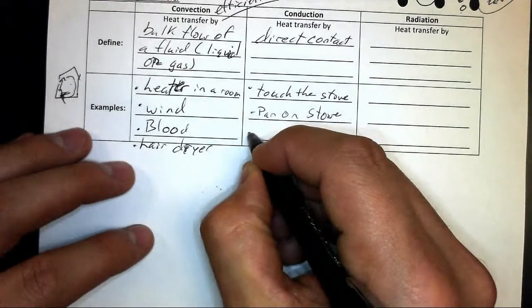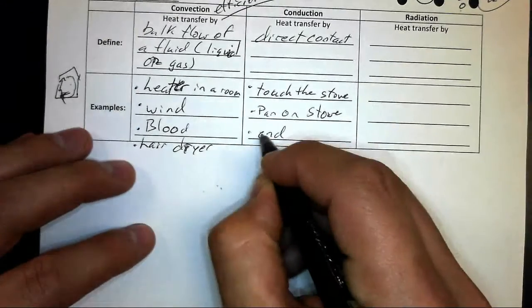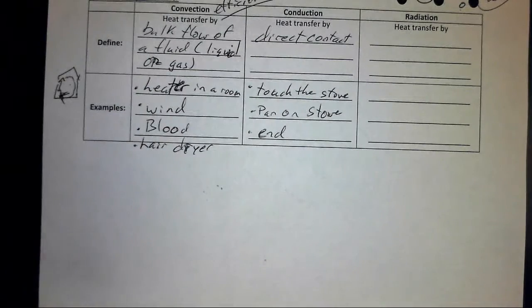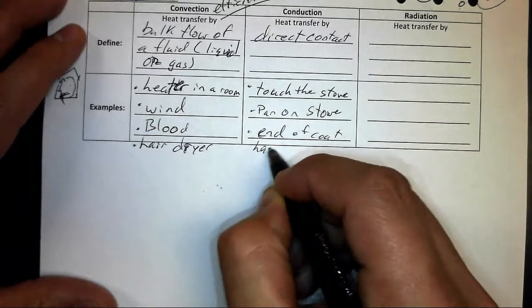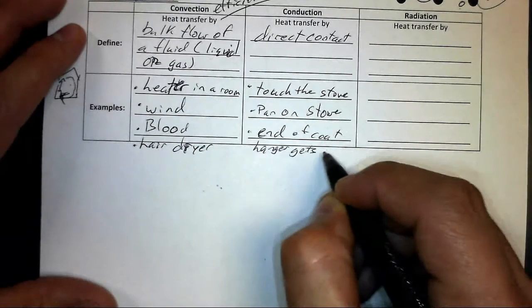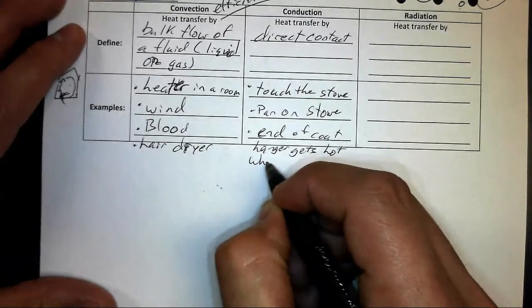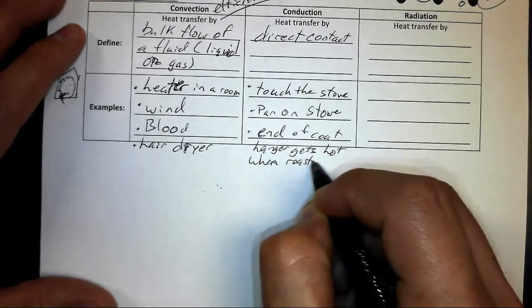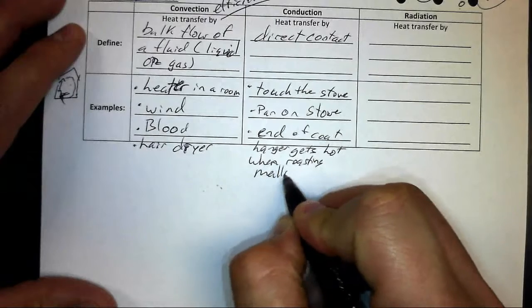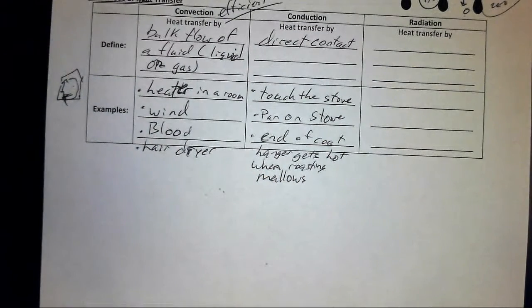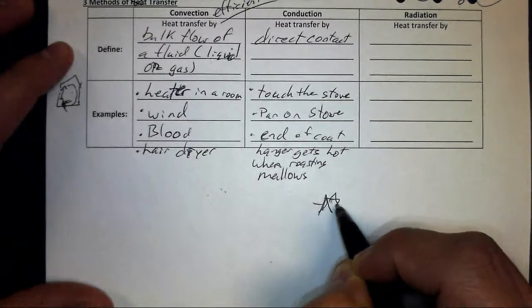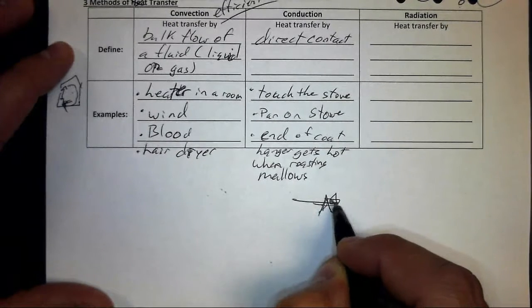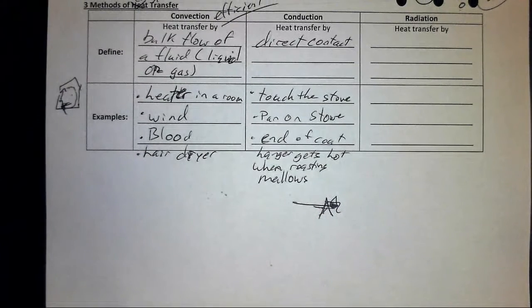Also, if you've roasted marshmallows before, if you leave the coat hanger in the fire too long, the end gets hot. So I'll say end of coat hanger gets hot when roasting marshmallows. Right, the end gets hot because of conduction. You have the end of the coat hanger that's actually in the fire. That gets warm by conduction and really convection mostly.